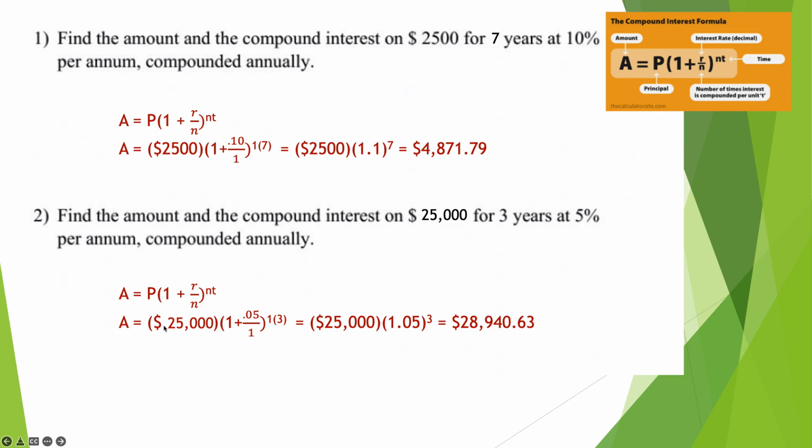For the next one, you're doing $25,000 for 3 years. Same formula. There's my $25,000. This time it's only 5%, so 1 plus 0.05, and 3 years. It's compounded once a year, so that's why the 1 is under the 0.05 and in front of the 3, because that's what the n stands for. How many times per year? So 25,000 times 1.05 to the 3rd power is $28,940.63.